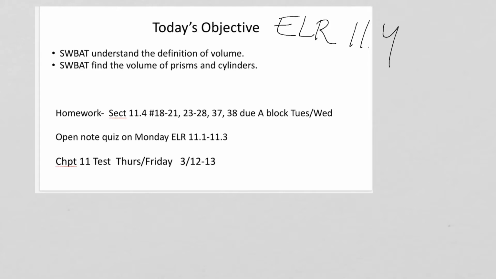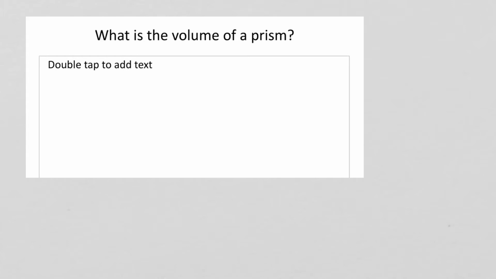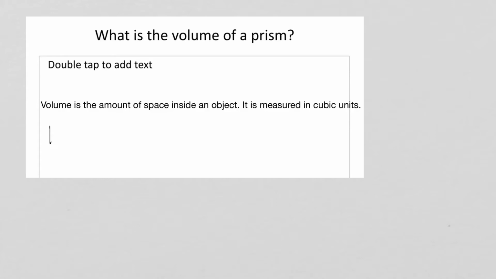All right, so the first question I'm going to ask is, what is volume? What does it mean specifically? So volume is the amount of space inside an object. It is measured in cubic units. So we could have inches cubed, feet cubed, whatever unit cubed.